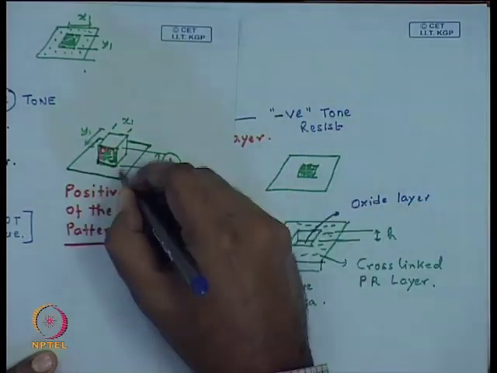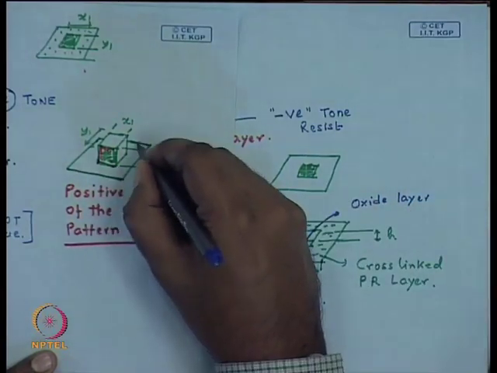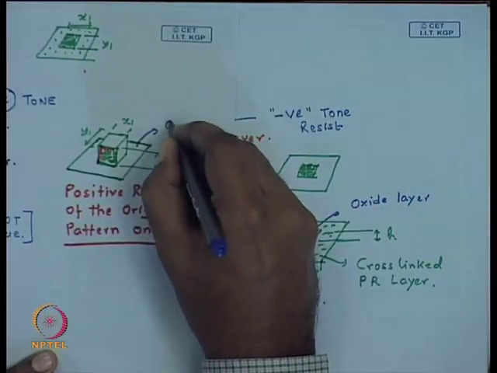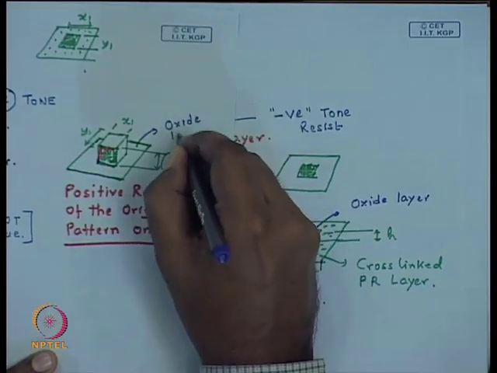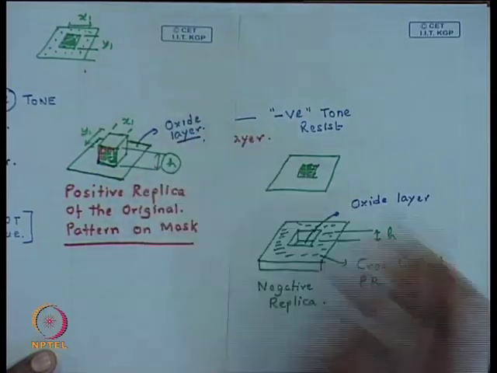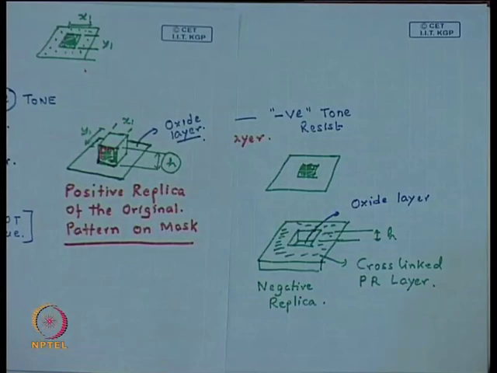Similarly, here if your development is good, the photoresist structure will be standing on the oxide layer. So, this is the key difference in the patterns that one obtains, depending on the tone of the photoresist that one is using.